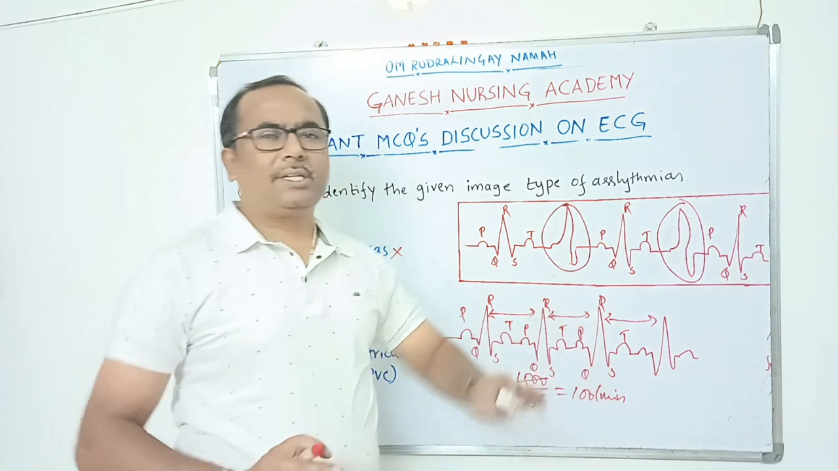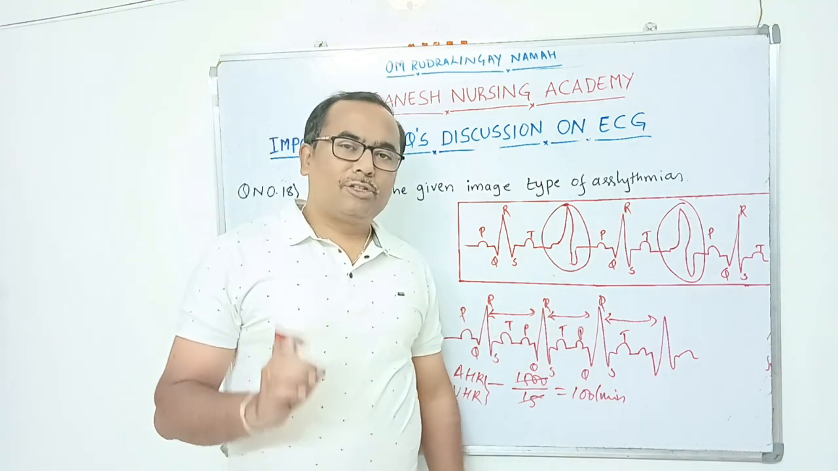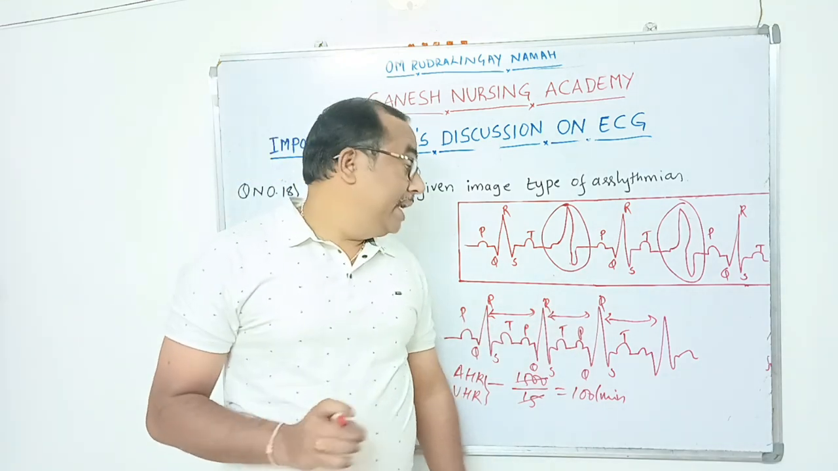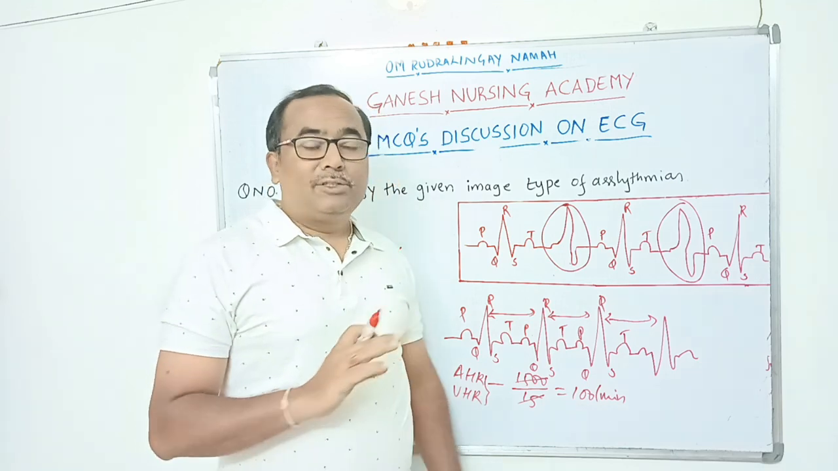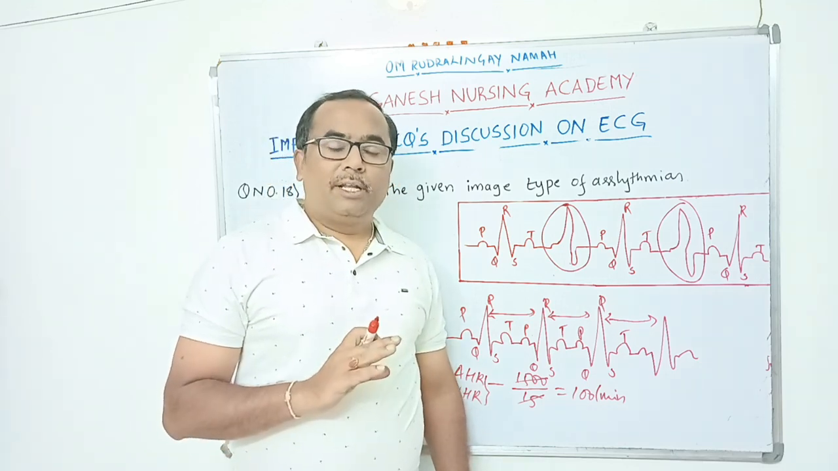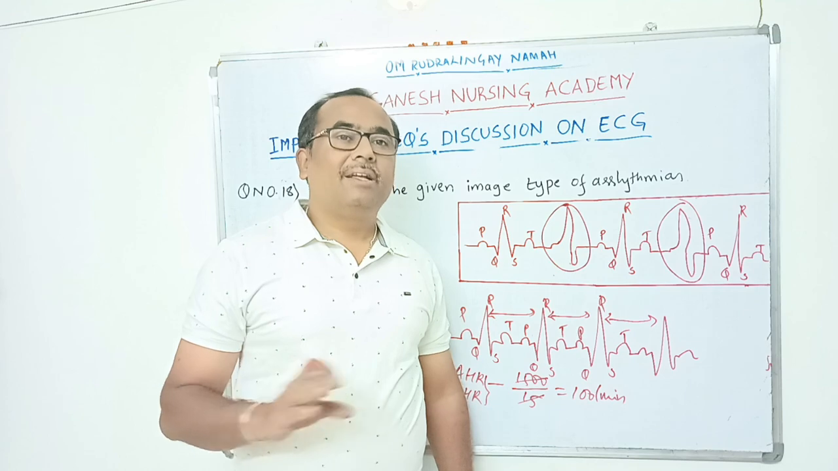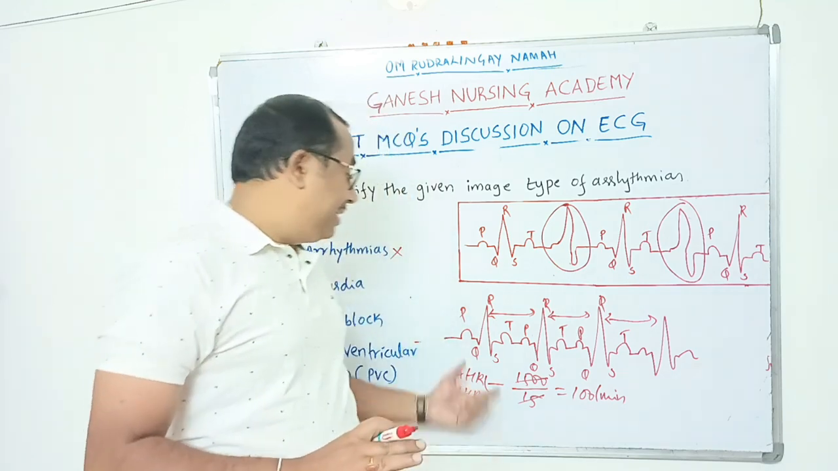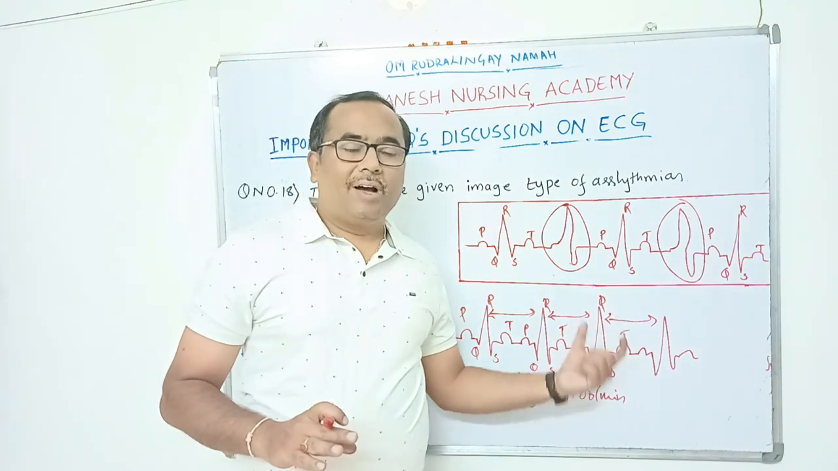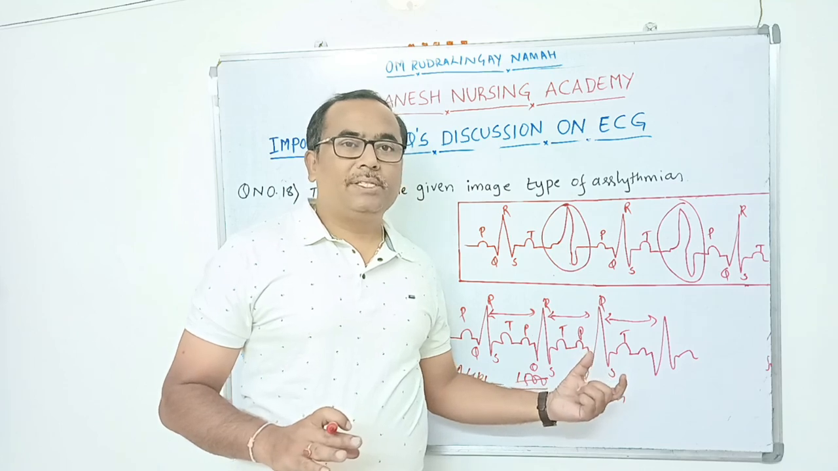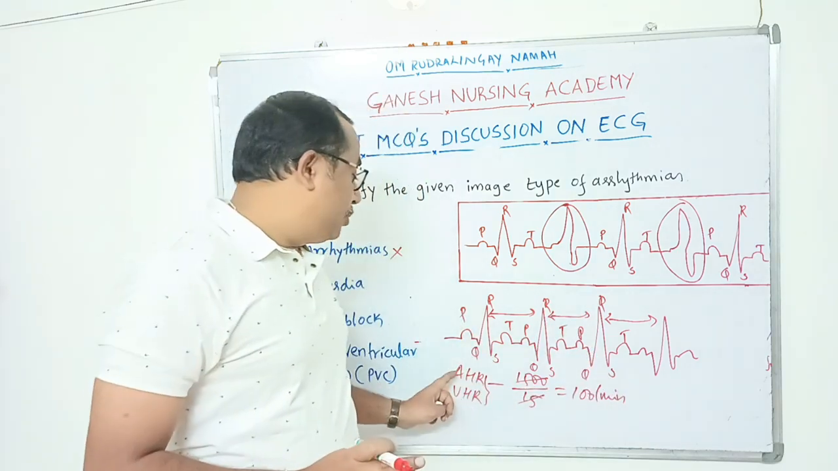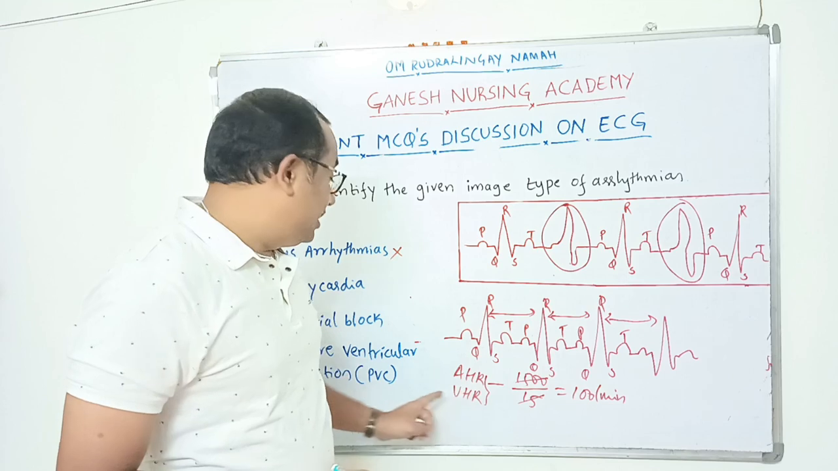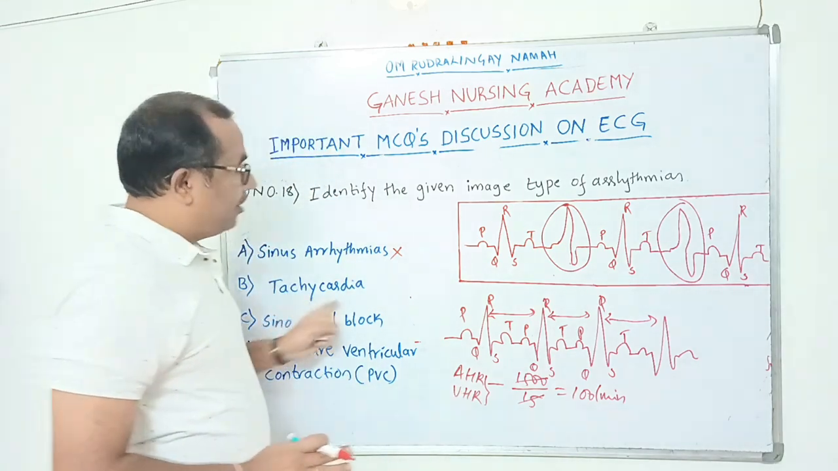So here there are no morphological changes. P wave will be normal, QRS complex, ST segment and T wave, everything will be normal, and there is no problem in the rhythm, no problem in the configuration, no problem in the conduction. Only the distance between two consecutive R waves and two consecutive P waves is shortened, so that will increase both atrial heart rate and ventricular heart rate. So this is a sinus tachycardia.